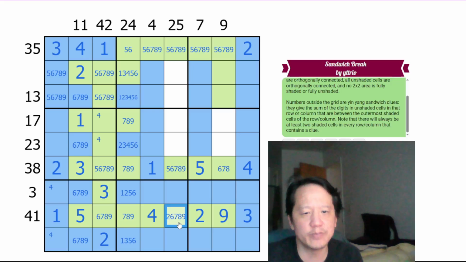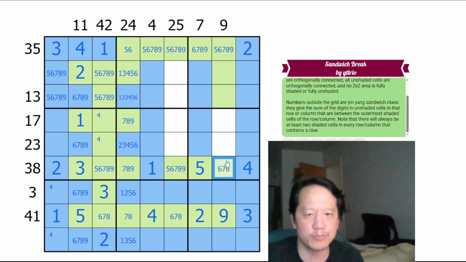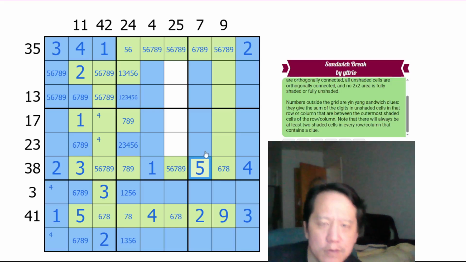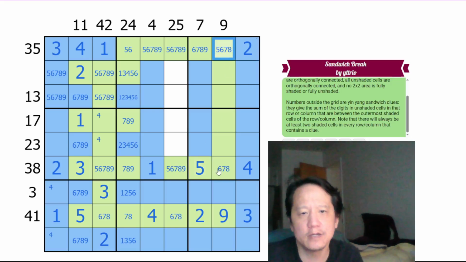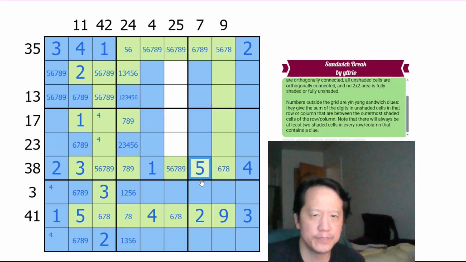Which means this can't be 9. No 2 or 9 here. No 9 here. So no 5 here. These are all blue. This is 9 between the blues. This can't be between blues then, so these are green. Interesting. This can't be 9 because of 9 in the column.